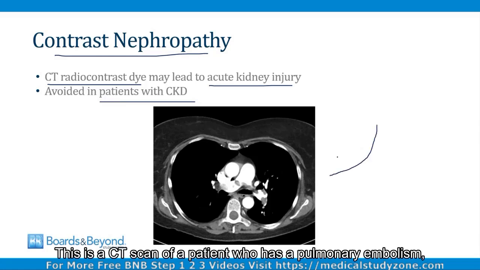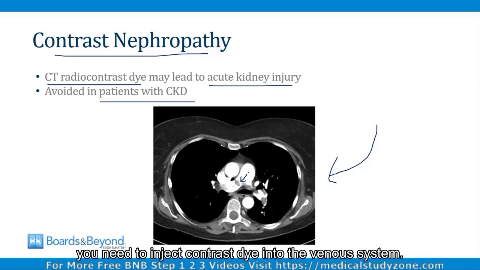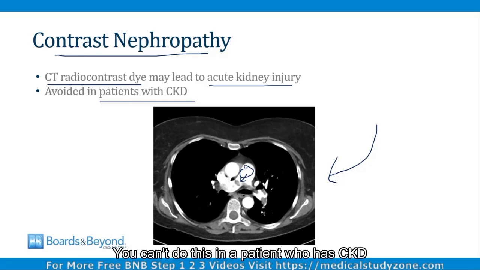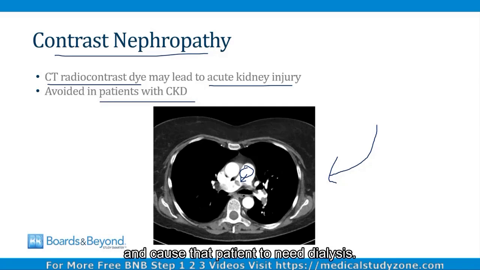This is a CT scan of a patient who has a pulmonary embolism. This black stuff here is a blood clot. In order to see that blood clot, you need to inject contrast dye into the venous system. That's what makes the pulmonary artery white like this. But you can't do this in a patient who has CKD because the contrast dye may shut down the kidneys and cause that patient to need dialysis.